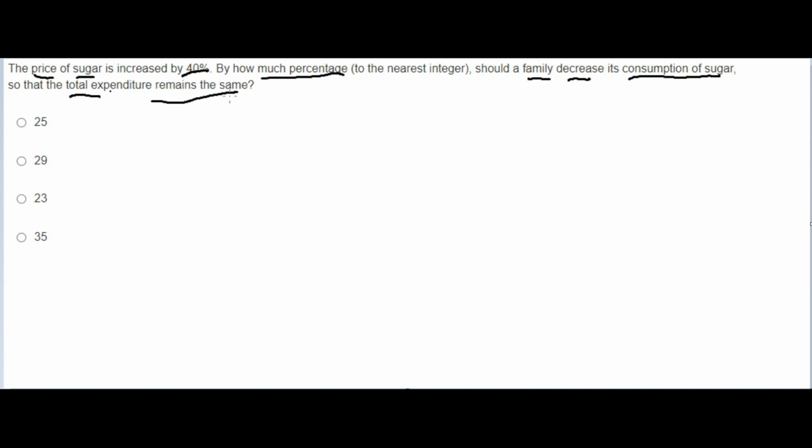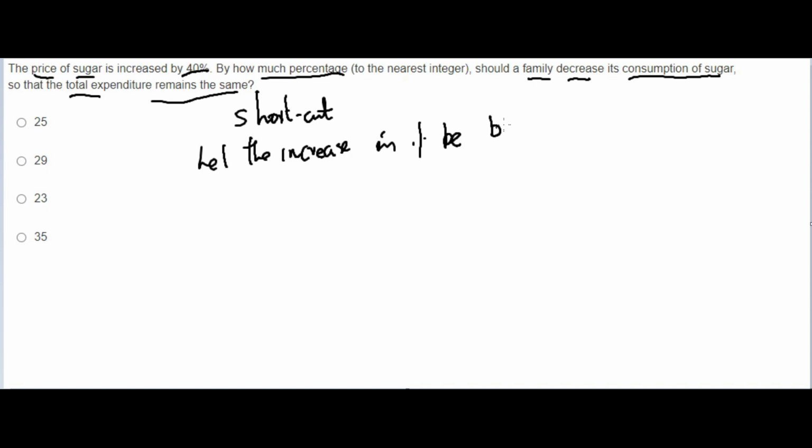Okay, I'll give a very simple shortcut. This type of question will definitely be asked in the examination. What you do is, let the increase in percentage be some b percentage. So you take the b.